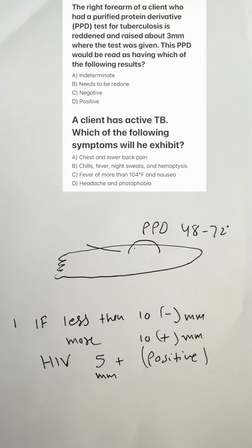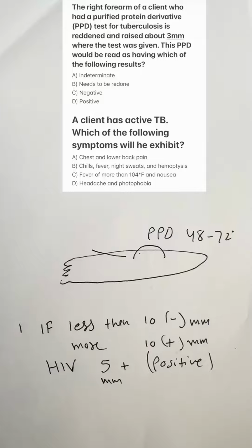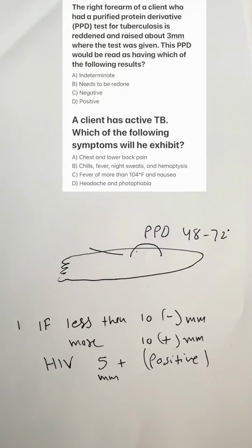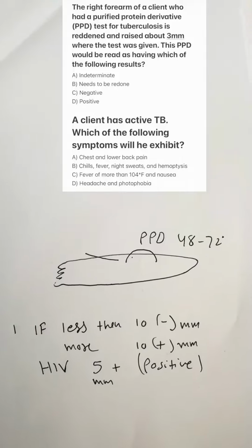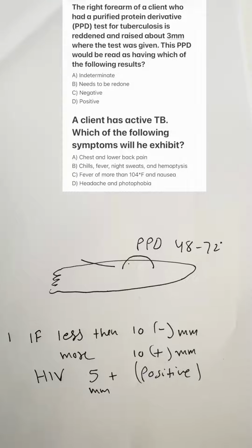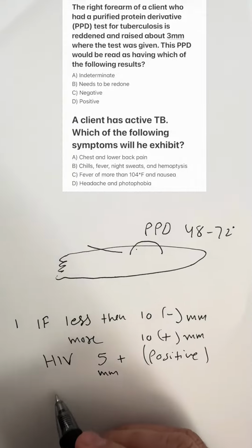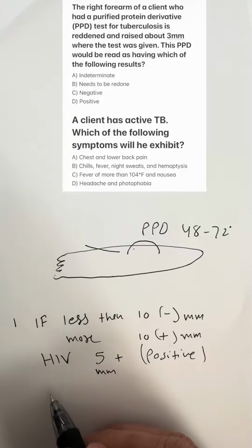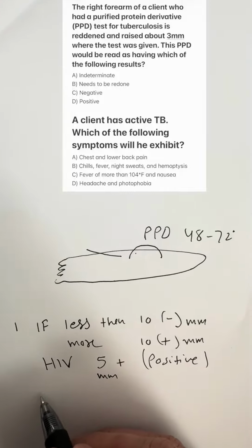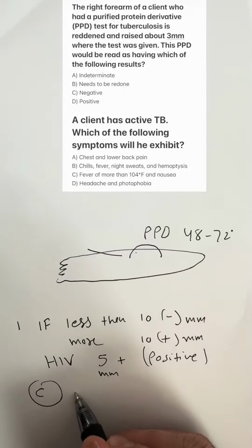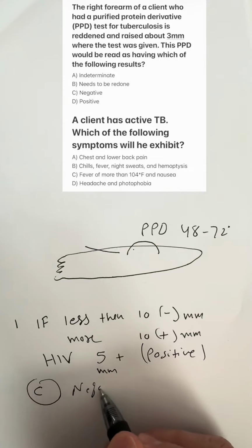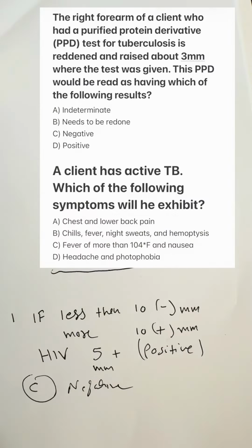Now we're going to solve the question. The patient has a red, raised area of about 3 millimeters where the test was given. Because it's only 3 millimeters, the correct answer would be answer C, negative. Got it? That is our first answer, negative.